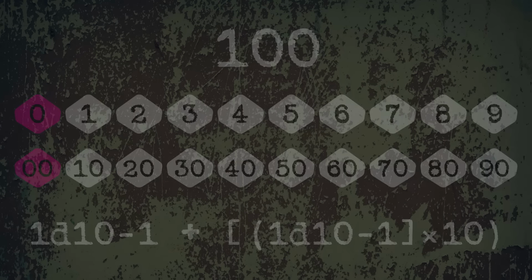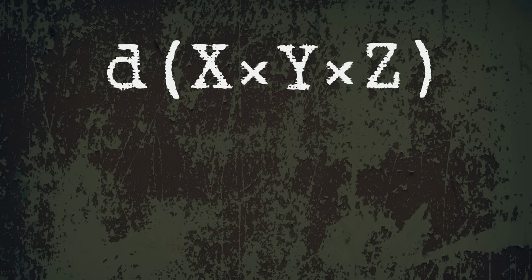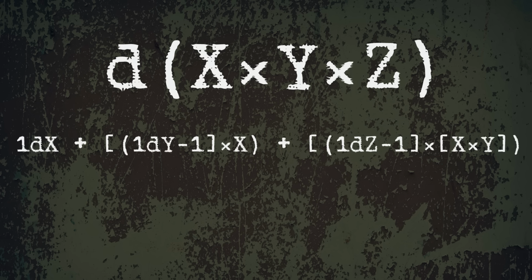And then using this not exactly practical technique, you can roll a d any number equal to x times y times z, provided that x, y, z, etc. are all numbers that can be rolled, using the formula 1dx plus 1dy minus 1 times x plus 1dz minus 1 times x times y, and so on and so on.